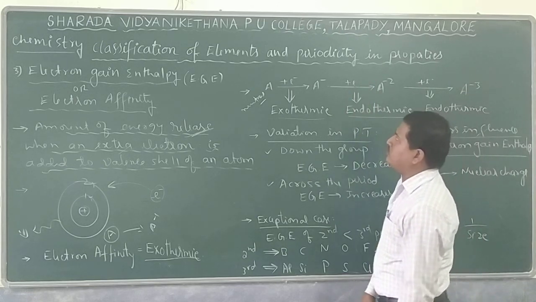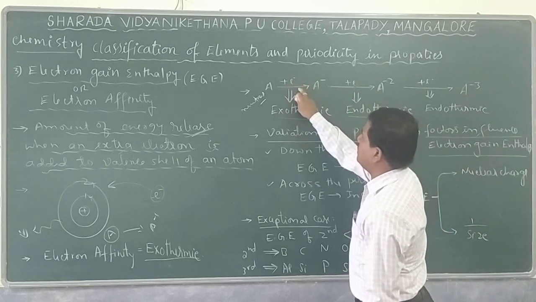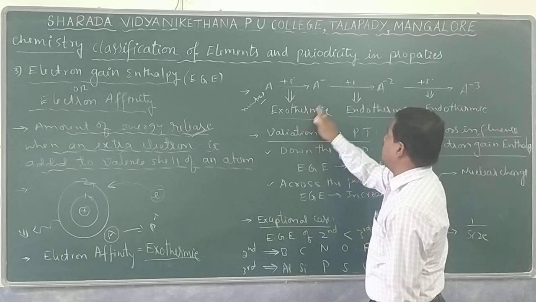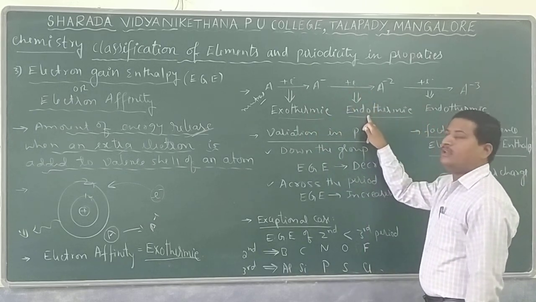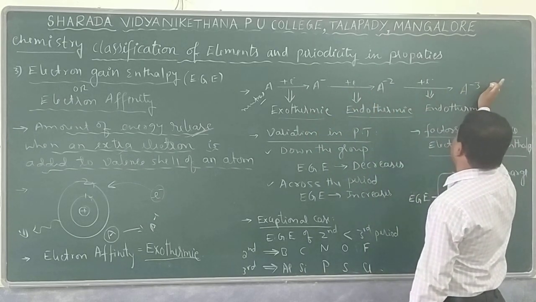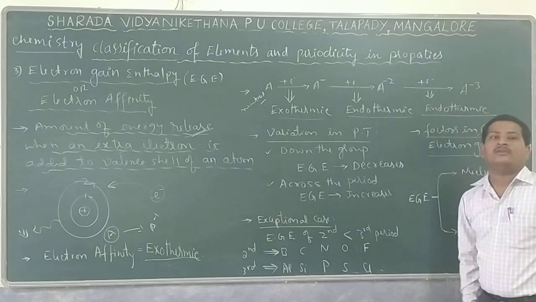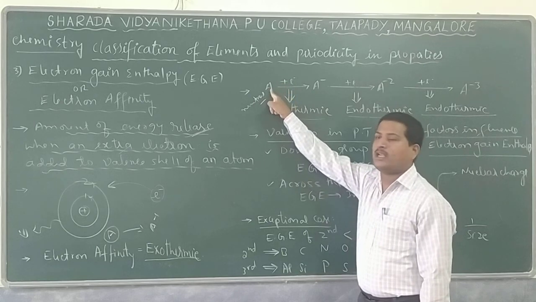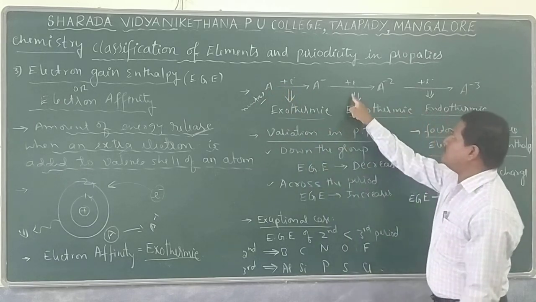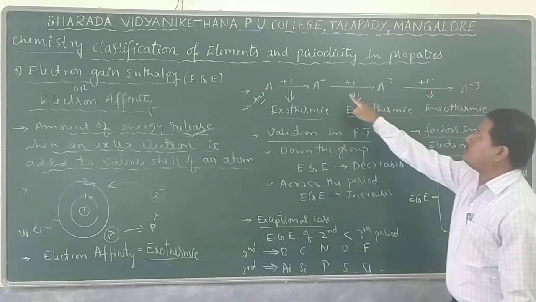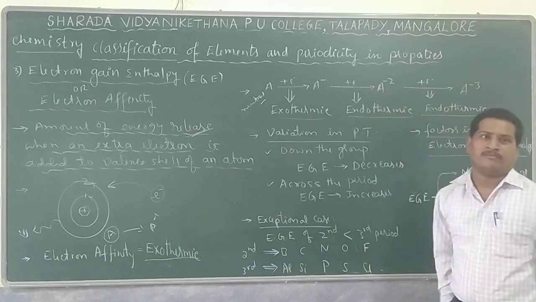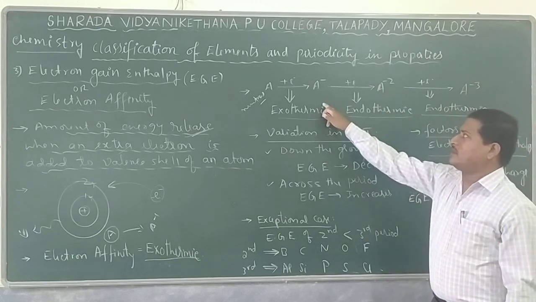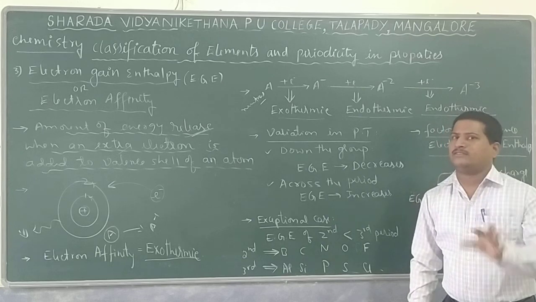A point to be noted: the first electron gain enthalpy is exothermic, but the second electron gain enthalpy is endothermic, and successive electron gain enthalpies are found to be endothermic. So the first time adding an electron to a neutral atom is exothermic, but the next time if you add an electron to an ion, it is endothermic. It is very clear. Electron addition to a neutral atom is always exothermic.